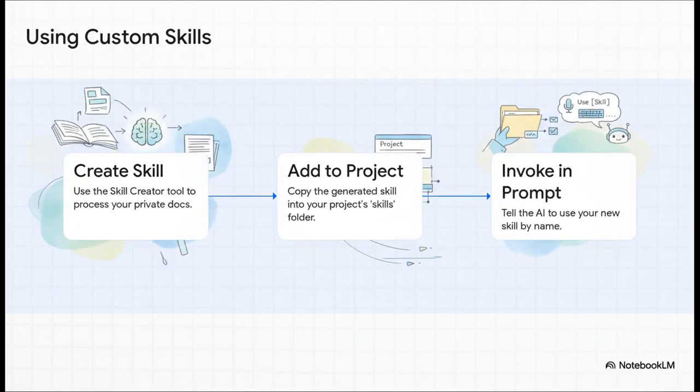And you might think this sounds complicated, but it's actually super straightforward. You just run your docs through a little creator tool, which spits out a skill file. You drop that file into your project folder, and then, in your prompt, you just tell the AI, hey, use my custom API skill to solve this. You're basically teaching it on the fly with your own secret sauce.